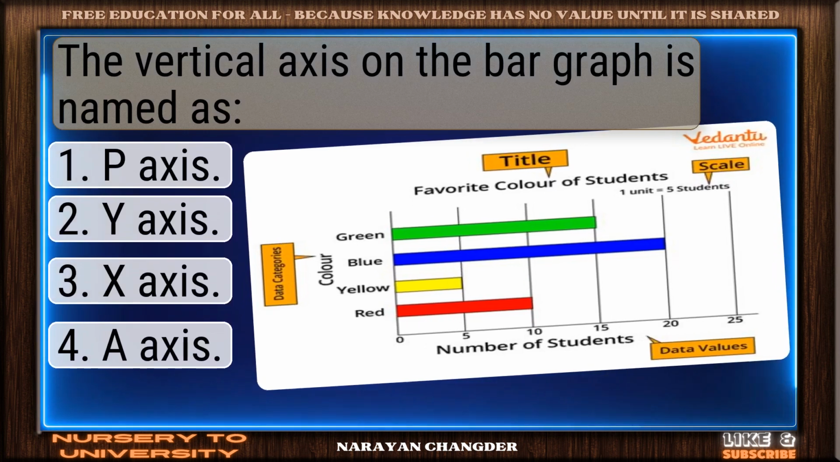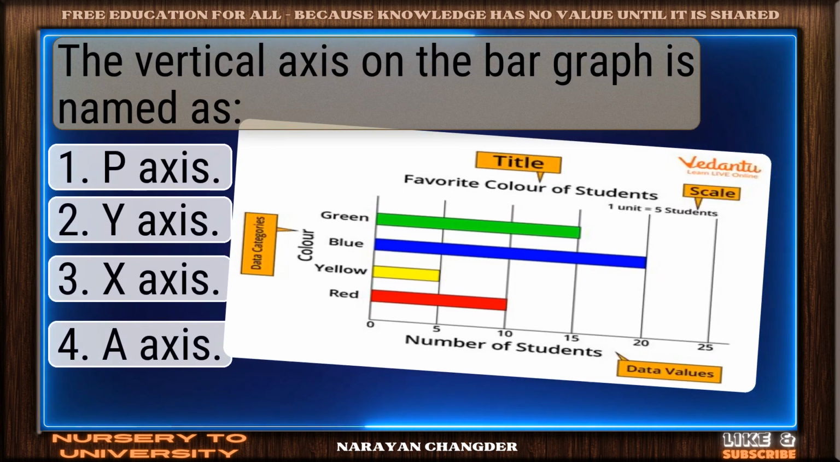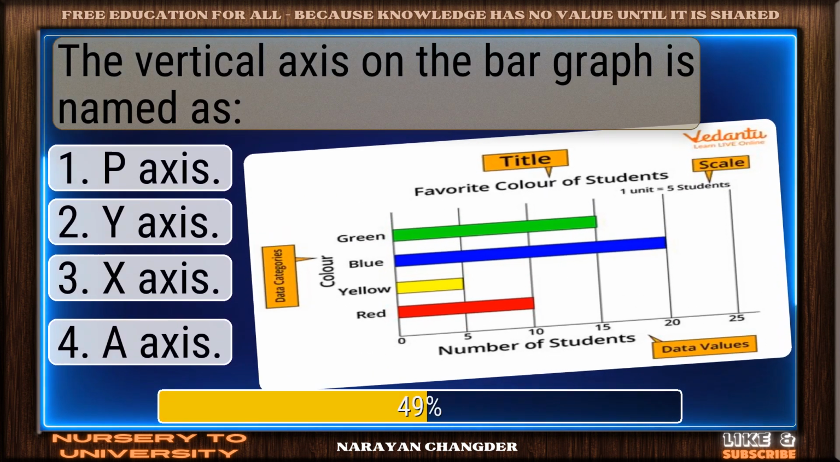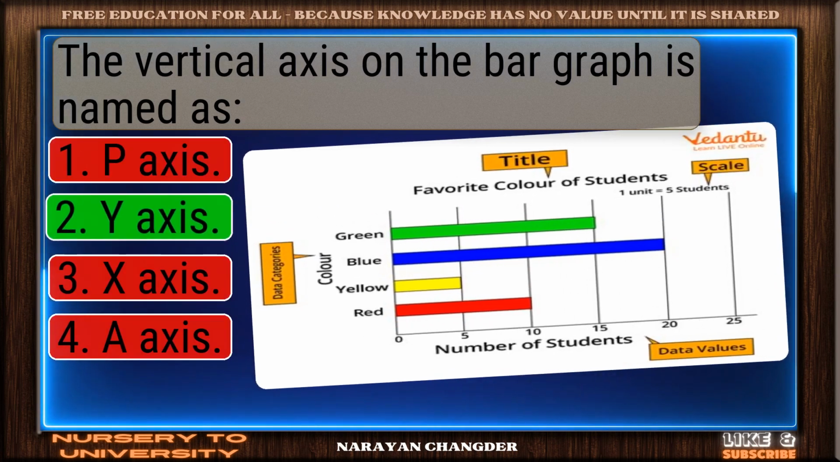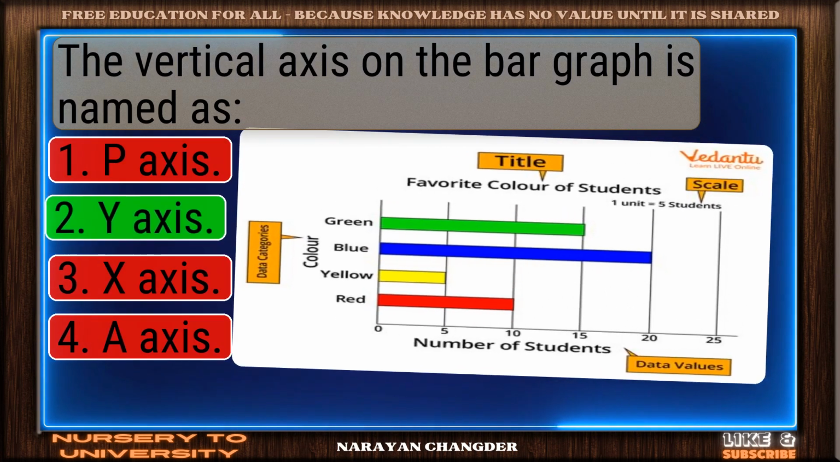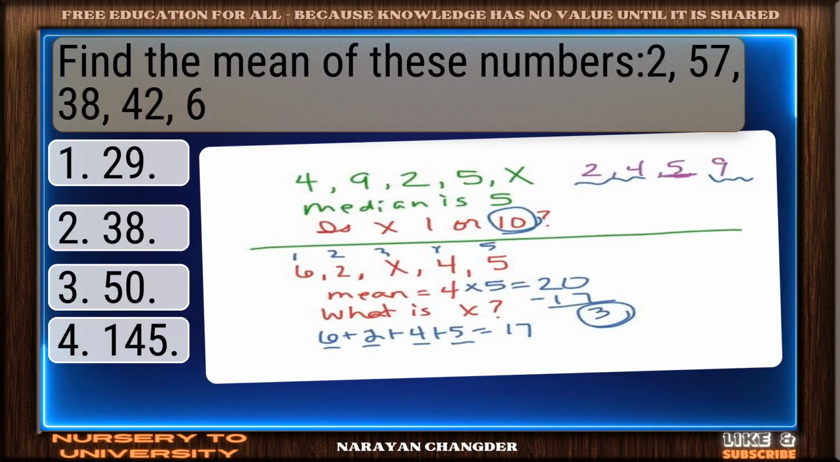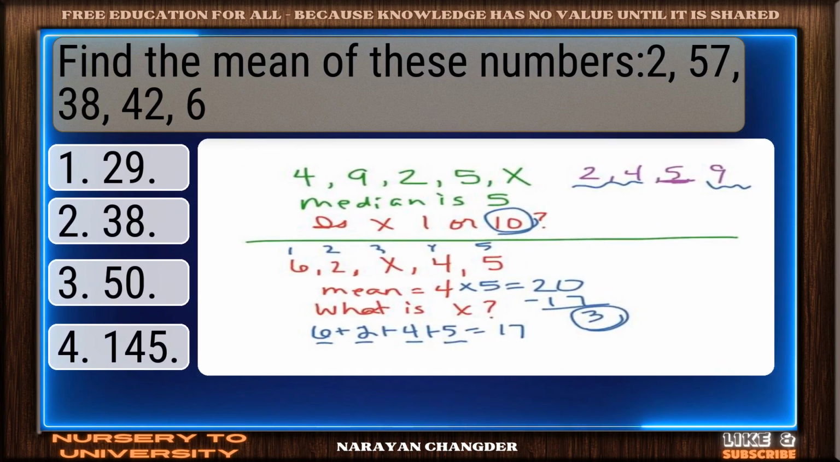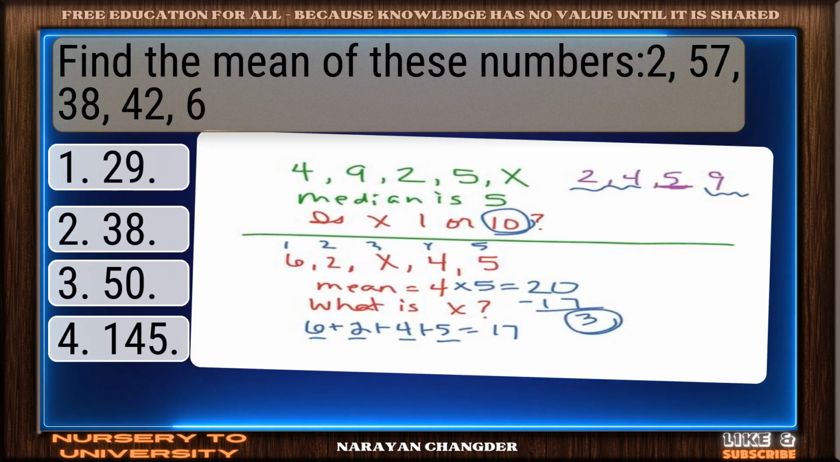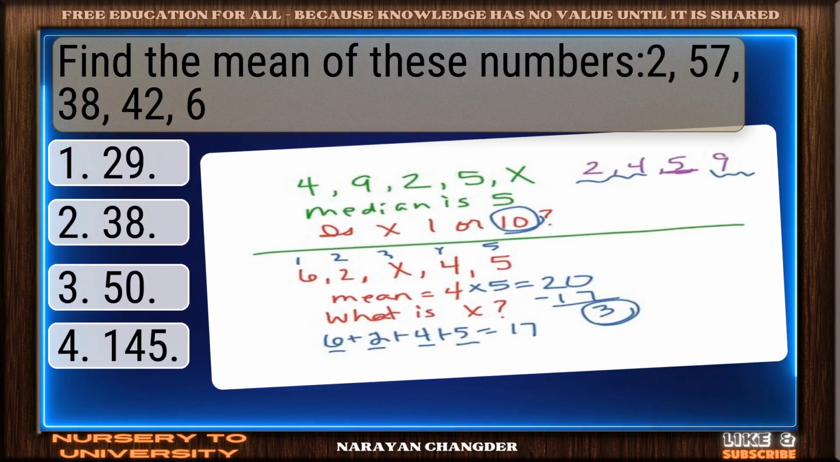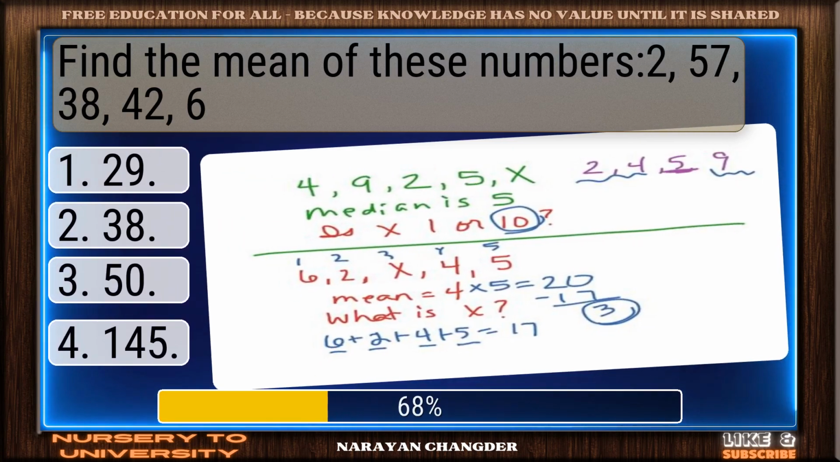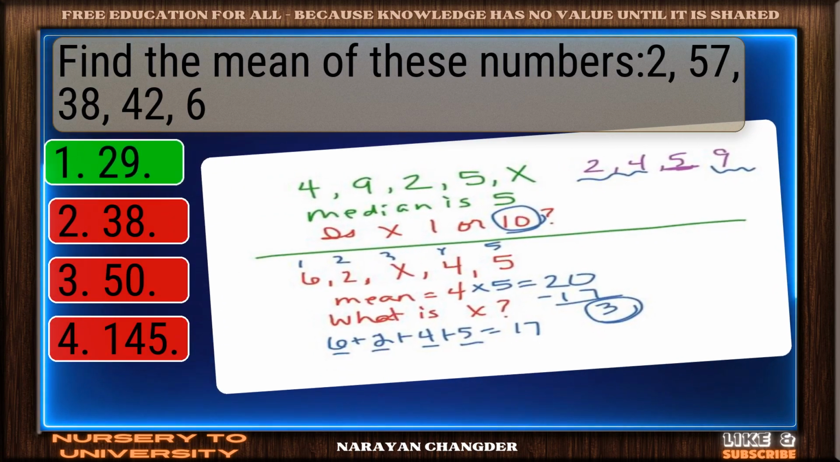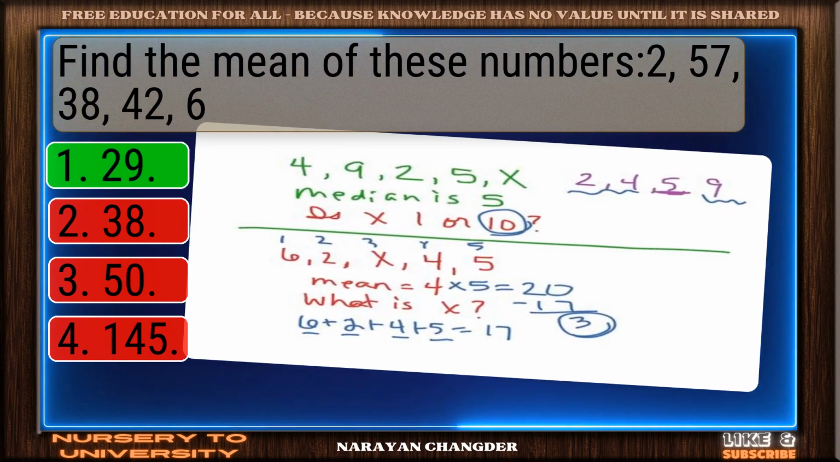Question number 197. The vertical axis on the bar graph is named as? Correct. Y-axis is the right answer. Question number 198. Find the mean of these numbers 2, 57, 38, 42, 6. Well done. 29 is the right choice.